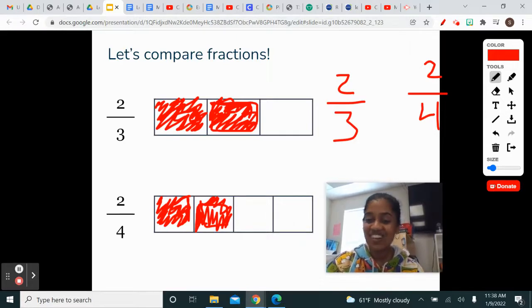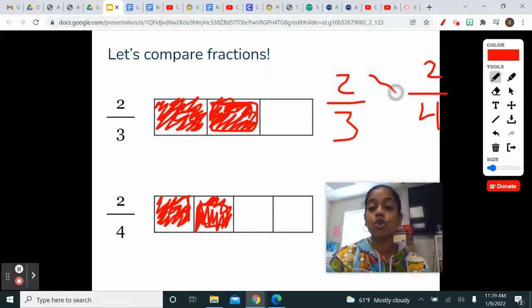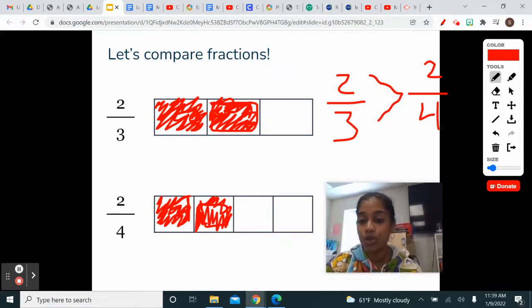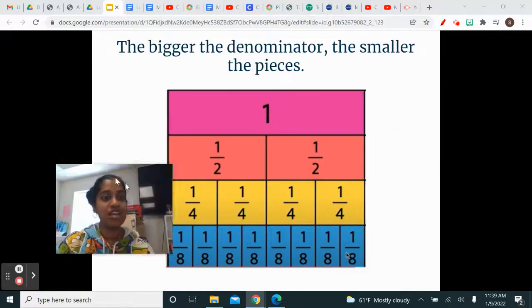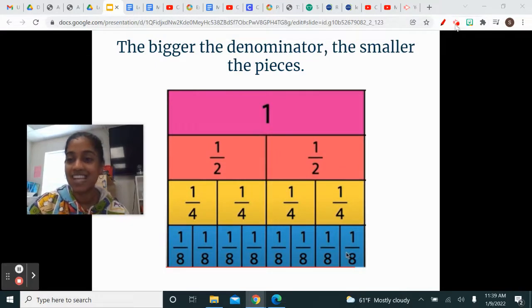All right, fantastic. Welcome back. So let's look at our fractions. We have 2/3 and 2/4. Looking at this, I can see that 2/3 is a larger portion than my 2/4. So 2/3 is greater than 2/4. All right, fantastic. Great job. Let's see one more thing before we go on to our closing statements.